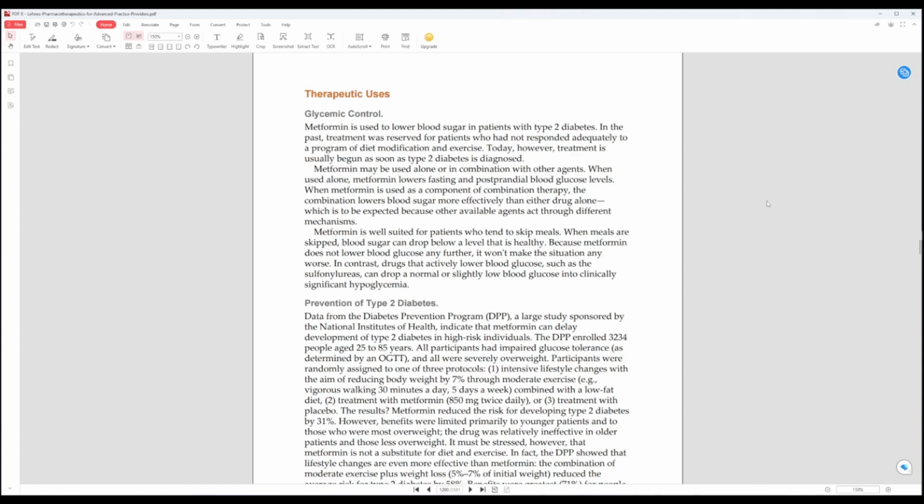Metformin is well suited for patients who tend to skip meals. When meals are skipped, your blood sugar can drop below a level that is healthy. But because metformin does not lower blood glucose any further, it won't make the situation any worse. In contrast, drugs that actively lower blood glucose, such as your sulfonylureas, can drop a normal or slightly low blood glucose to a clinically significant hypoglycemia.